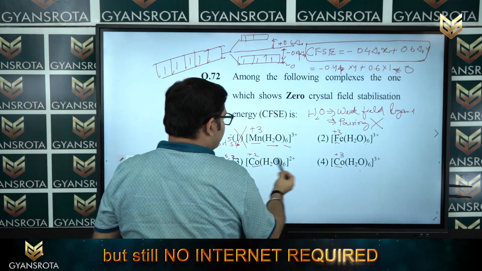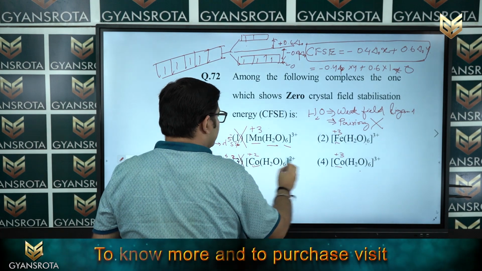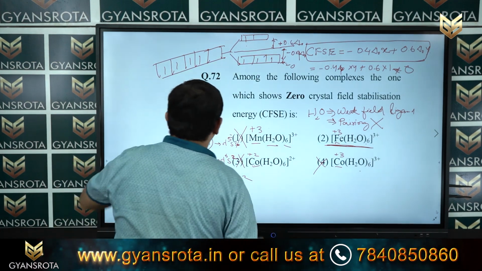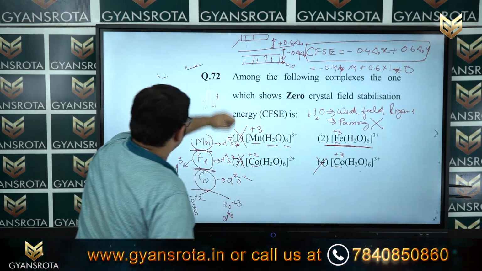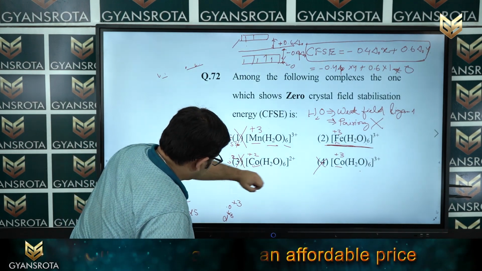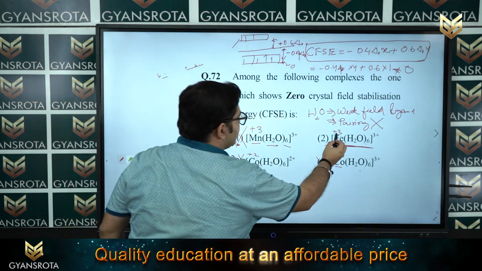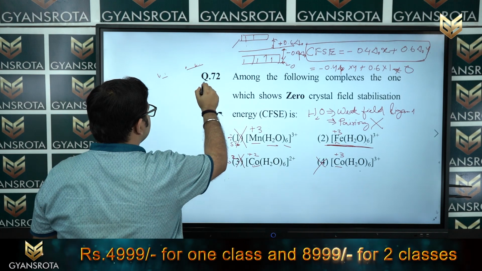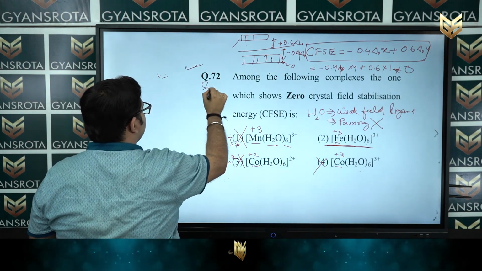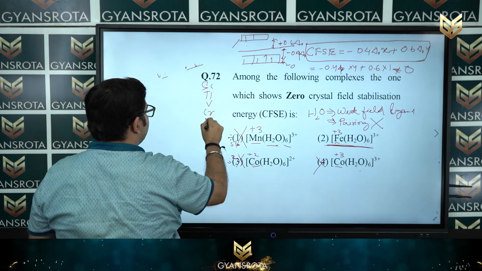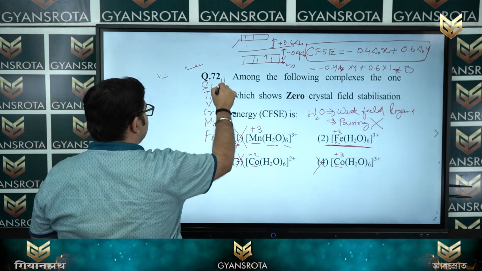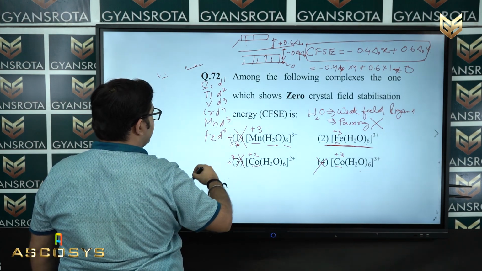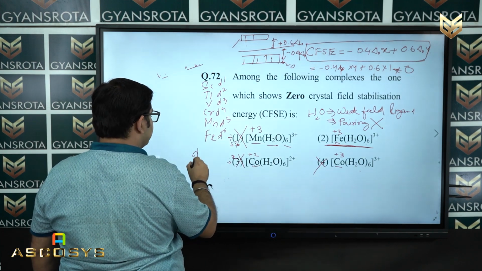Now if you do for this and this, they also never show a 0 value, but if you calculate for option number 2, so let's directly go for option number 2. So what is the configuration? Fe plus 3. Fe plus 3 means Sc, Ti, V, Cr, Mn, Fe, Co. So d1, d2, d3, d4, d5 and d6, right. 4s2, 3d7 means it will be d5.